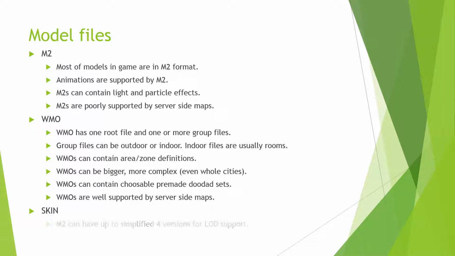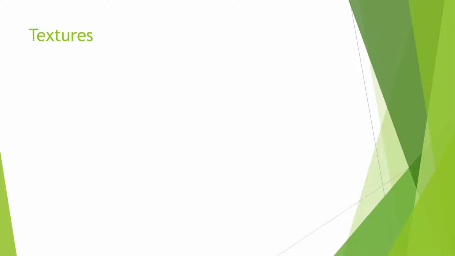There are also skin files and they are just for M2s. An M2 can have up to 4 different skin files and they are used for LOD support. You don't need to really know what that is because we don't have tools for creating skin files. There just needs to be one default skin file and that's it. There are also anim files which are for animations, but again, you don't need to really bother with them at all, at least unless you want to edit character models.